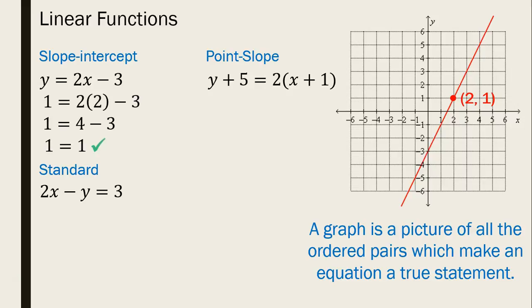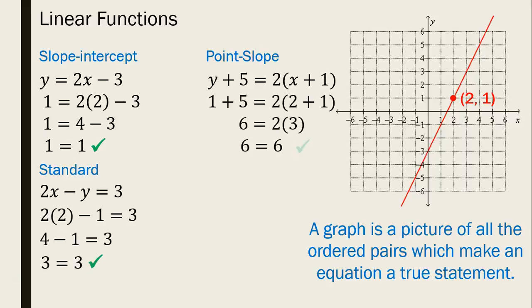So if we choose the point (2, 1), and substitute 2 for x and 1 for y in all of these equations, we get true statements for all equations. So that's one way you could always check to see if a line that you've drawn really is a line that's being described by the equation that you've written. You could check a couple of points that are on the line and see if they make that equation a true statement.